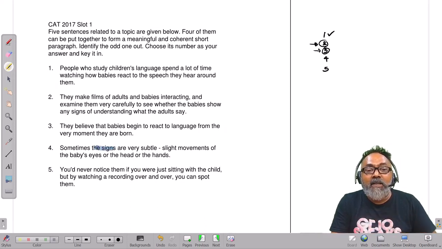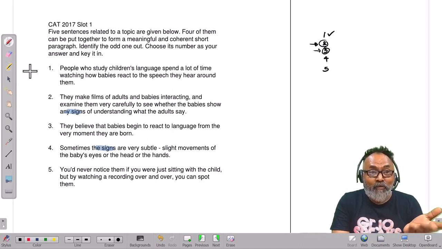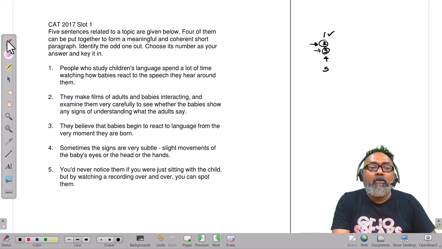Sometimes the signs are very subtle. You see carefully when the baby shows any signs of understanding what the adult says. Sometimes the signs are very subtle, and that's a nice sort of thing. 2 and 4 connected together. But the point is, what is the theme?